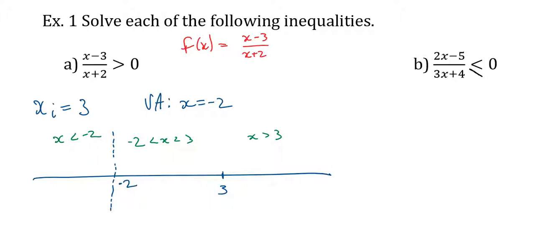If I put -100 into this, the top, -100 minus 3 is negative. -100 plus 2, still negative. 2 negatives, negative on top, negative on bottom. Whatever the numbers are, we don't care. We just care if it's negative or positive. Is it below the x-axis or above the x-axis? 2 negative makes a positive. So that interval is positive.